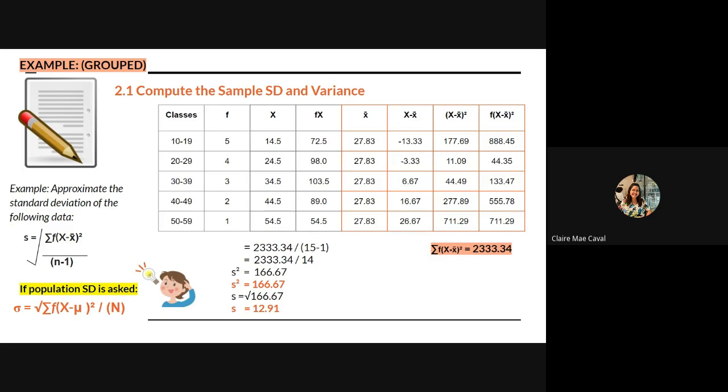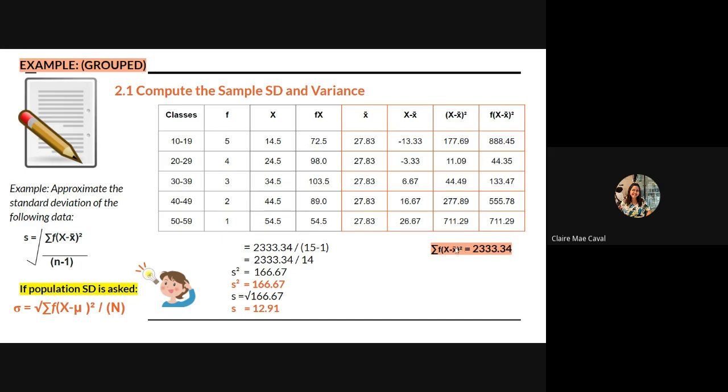Just have to multiply frequency and this one, the square of the difference of your class mark and your sample mean. So again, yung frequency i-multiply nyo to get this. So that is 5 times 177.69. That is equal to 888.45. You do the same process below on the next data. Okay? Get the sum of this.